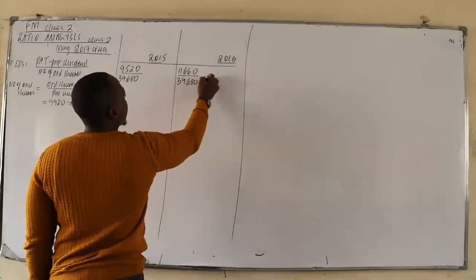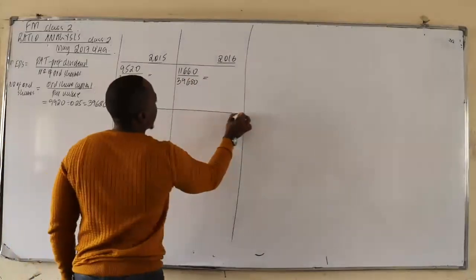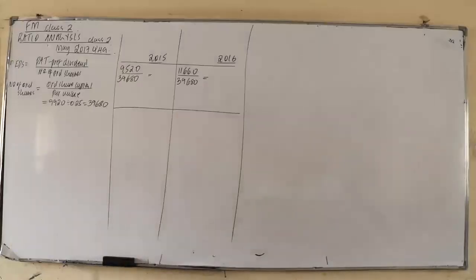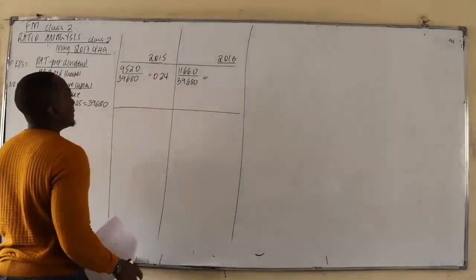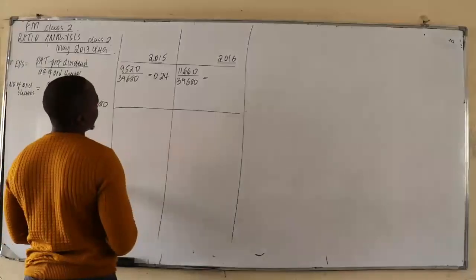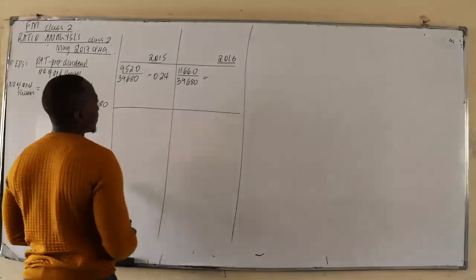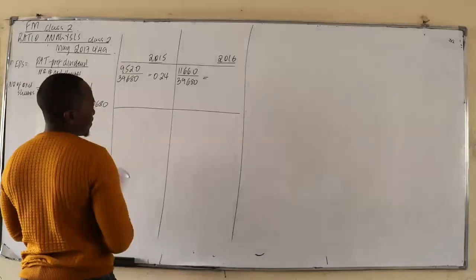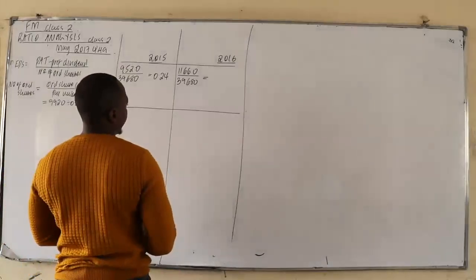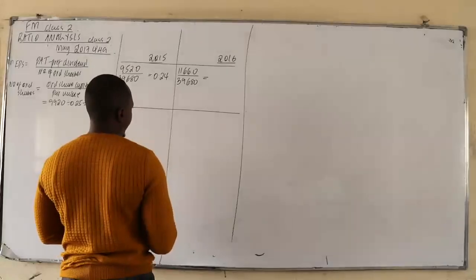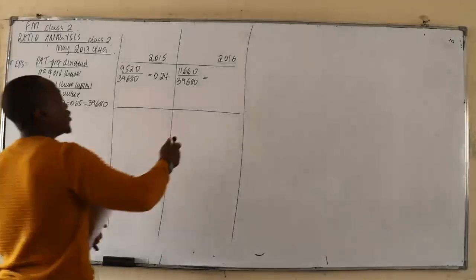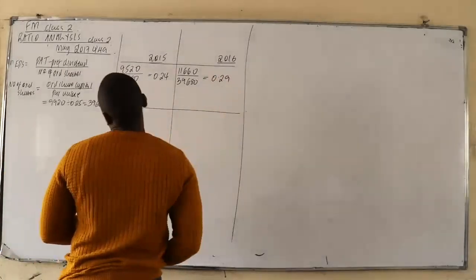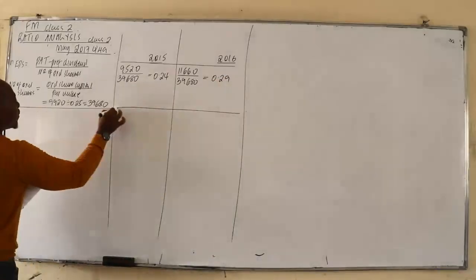Given to two decimal places, since ratios are mostly expressed to two decimal places, we get 0.24. Then 0.29. Good. And number two.